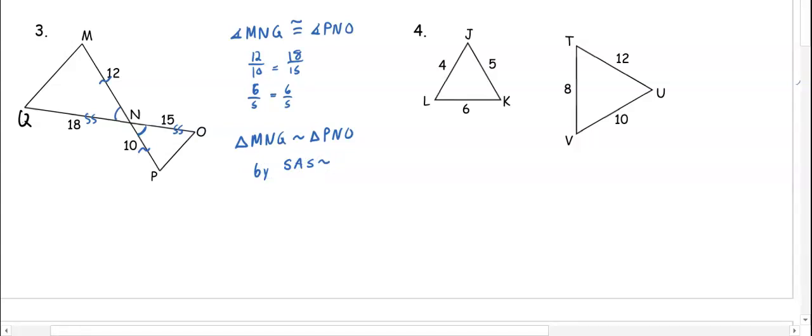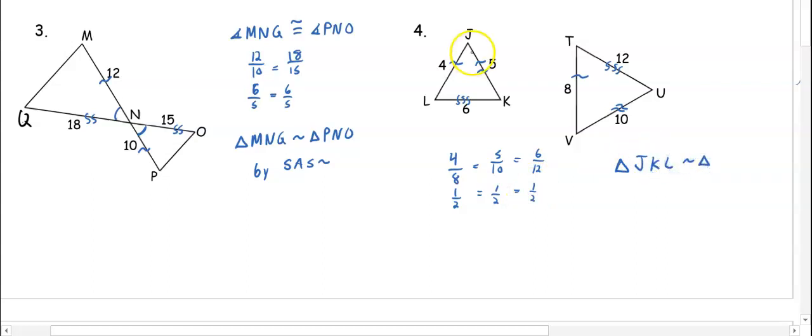In number 4, we see that it has no common angles, but we see that there are 3 different sets of side measures. So the smallest sides are going to match up together, 4/8, which reduces to 1/2. The middle lengths, 5 and 10, also reduce to 1/2. And then the largest sides, 6/12, also reduce to 1/2. So we have triangle JKL is similar.